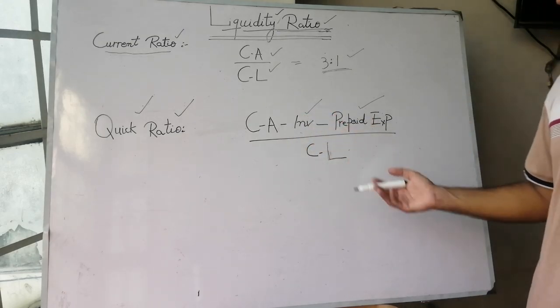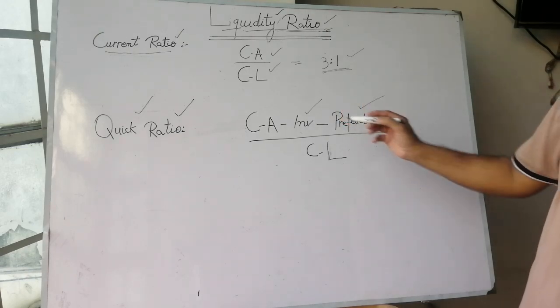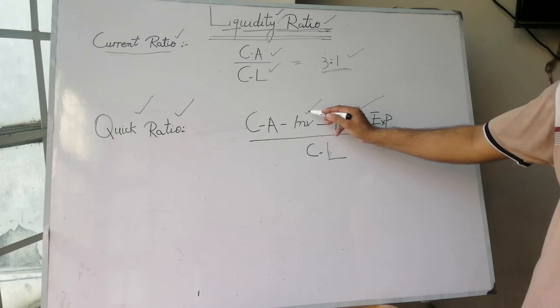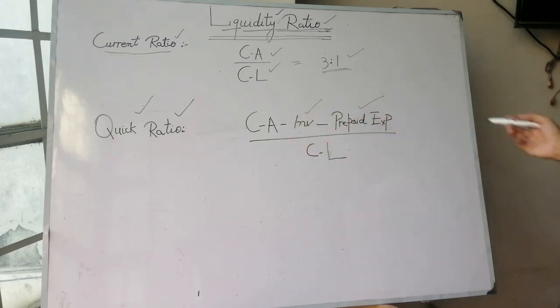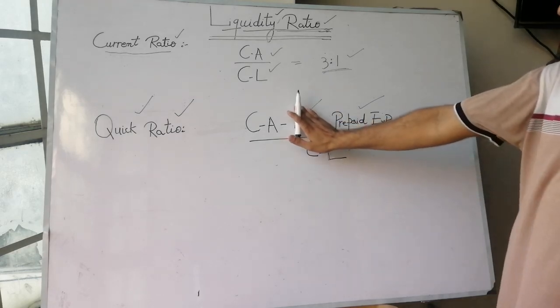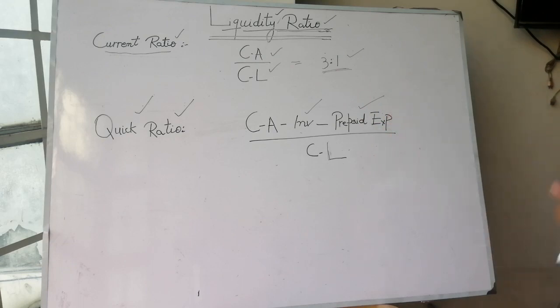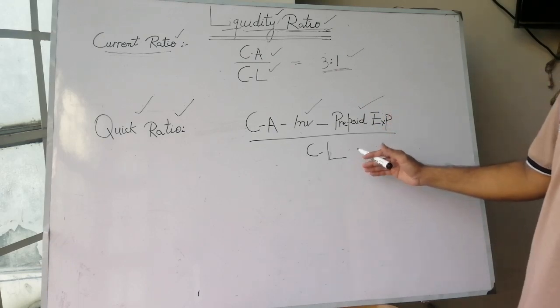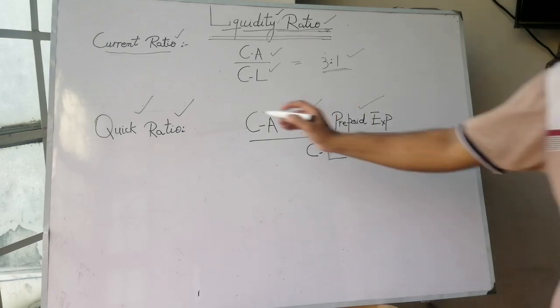Now the company wants to see that if we deduct inventories and prepaid expenses from current assets, whether the company is still in a position to pay back its loan or not, because inventories are a very big part of the current assets and inventories can be consumed to convert into finished goods. So if we deduct inventories and prepaid expenses, is the company still in a position to pay back its liabilities or not? This is why this ratio is used.